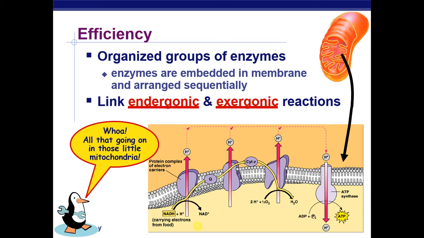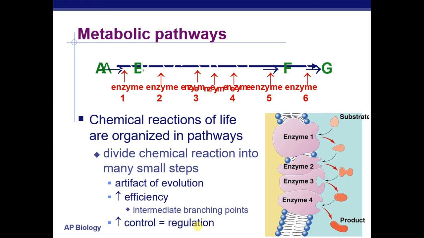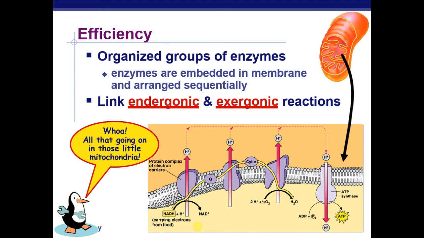So the idea is that in a lot of the metabolic pathways in our body, the efficiency comes from, like we said, the organization. The fact that our enzymes are organized into groups that are embedded in membranes and arranged sequentially, like this last picture from enzyme 1 to enzyme 4. Because they're organized in this way, we're able to link endergonic reactions that require a net input of energy with exergonic reactions that produce or give off energy.